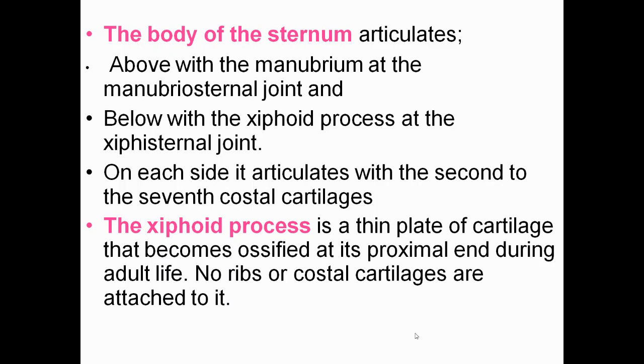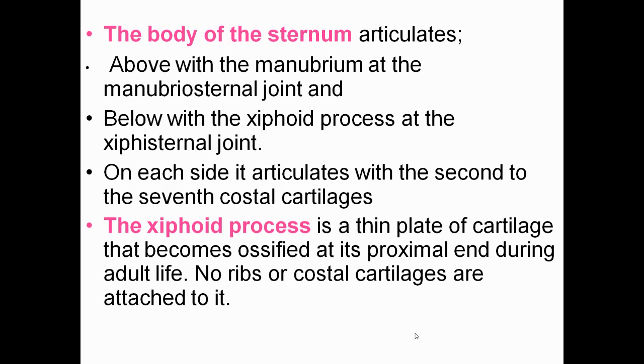The body of the sternum articulates above with the manubrium at the manubriosternal joint and below with the xiphoid process at the xiphisternal joint. So the body will articulate with the manubrium, and that joint is called the manubriosternal joint, and the body will join with the xiphoid process, and that joint is called the xiphisternal joint. On each side, it articulates with the second to seventh costal cartilage.